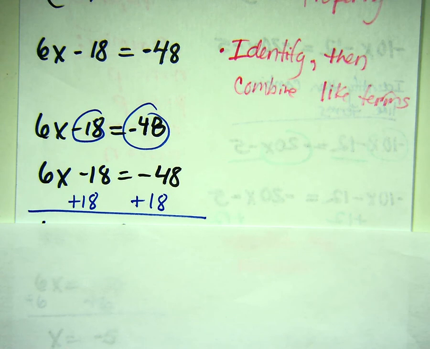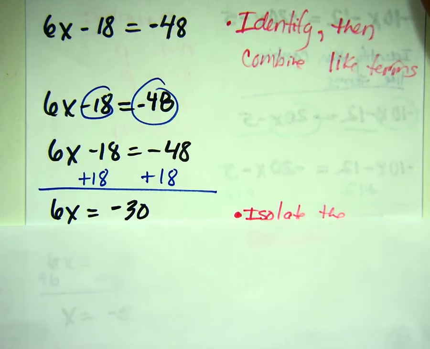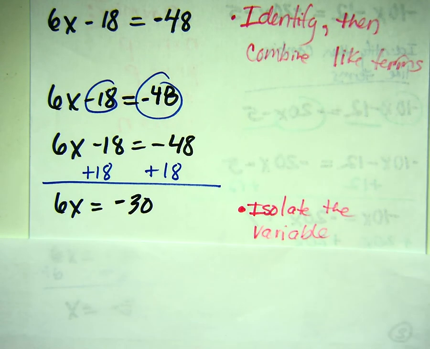These 18 cancel each other out. So you can just easily cross them out if you want to. So I'm going to erase that. So now we have 6x equals negative 30. And the reason why it's negative 30, using your calculator, do negative 48 plus 18, that's going to give you the negative 30.